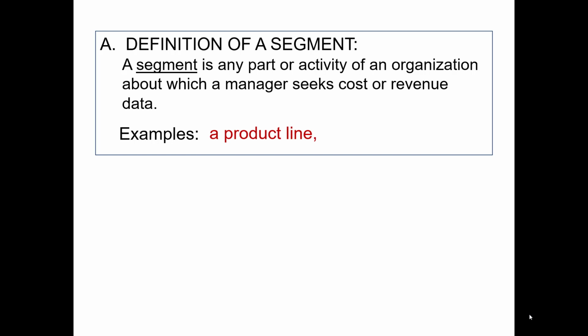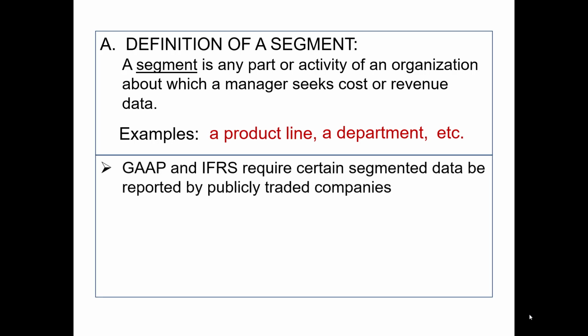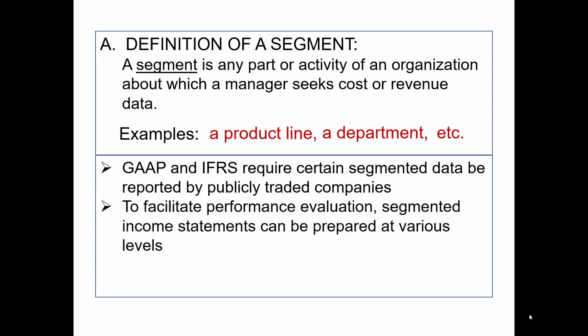So a segment is any part of the organization that managers want cost and revenue data on. Examples could be a product line. Adidas makes various shoes. They might want to look at the profitability of the basketball shoe line. A department could be the cosmetics department at Macy's. Again, it could be anything that managers want this information collected on. It is worth noting that GAAP does require some segmented information to be in the annual report for publicly traded companies. However, we're going to look at the management use of these segmented income statements.